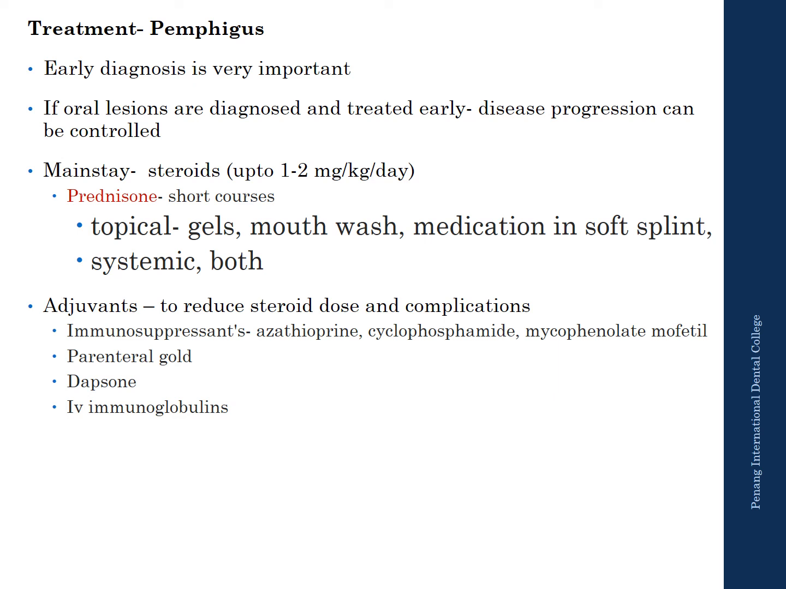Other adjuvants which are used along with steroids to reduce steroid dosage and its complications are immunosuppressants like azathioprine, cyclophosphamide, or mycophenolate mofetil. Parenteral gold, dapsone, and IV immunoglobulins have also been tried. But having said that, most of these adjuvants are generally better to be started off in a medical setting or in a hospital environment.